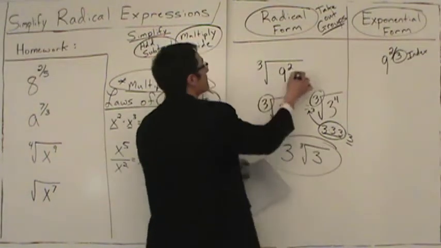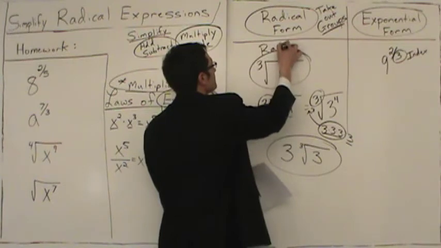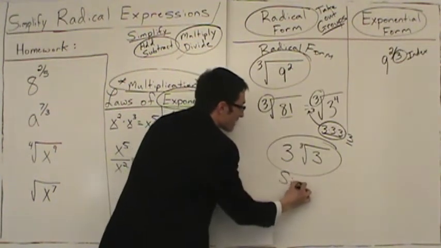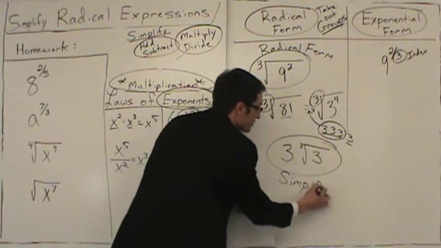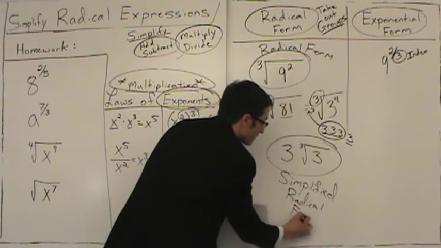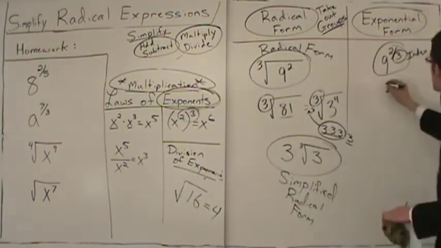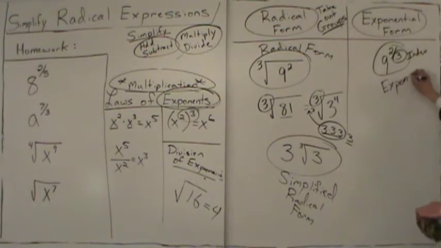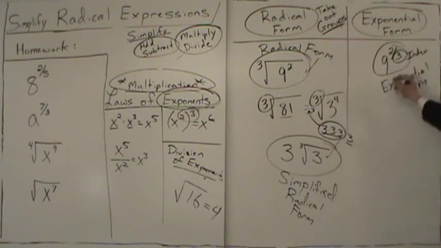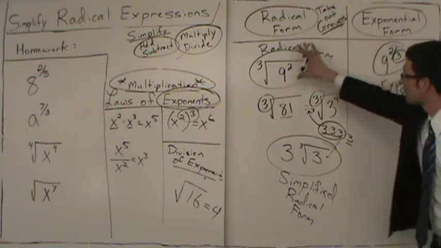Up here we call this radical form. And down here, this is called simplified radical form, meaning that you took the groups out. And over here is your exponential form. Now, the tricky part about this is that the SOL will ask you for answers given in all 3 of these forms. So you have to be able to convert between any one of these 3 forms. So on your paper tonight, I want all 3 forms labeled.